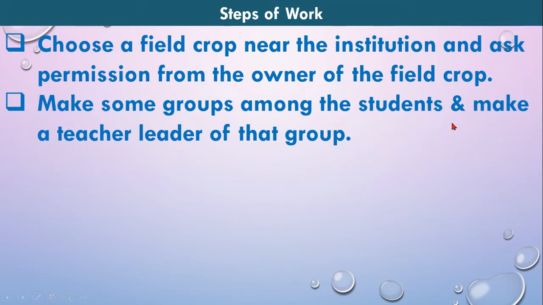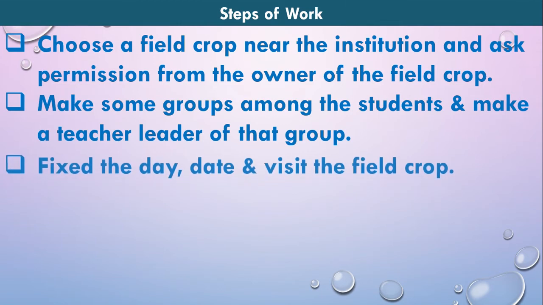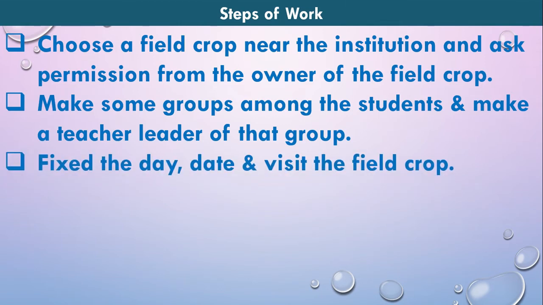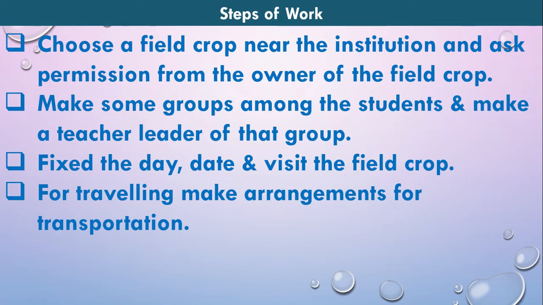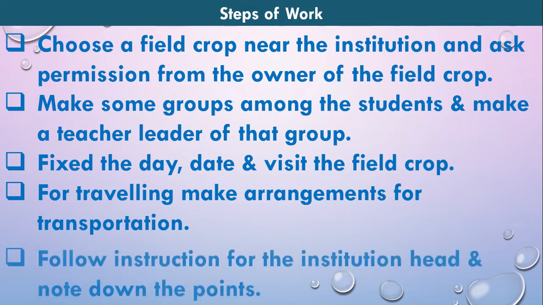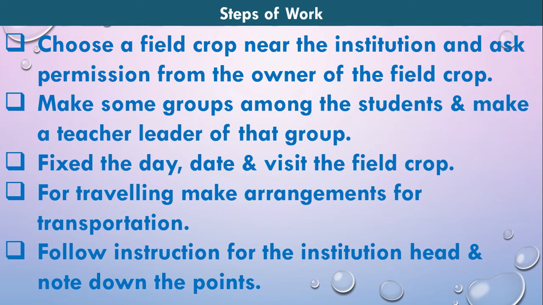Then make some groups among the students and make a teacher the leader of each group. That means you split the students into groups of 10, 12 or 15, whatever you want, and make a teacher the group leader of each student group. Then fix the date, time and day of the visit to the field crop. Then make the arrangement for transportation for traveling. If you have a group of 50 or 20 people, you can take a microbus or bus, whatever you like.